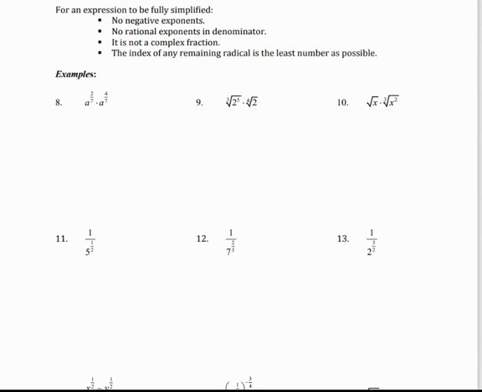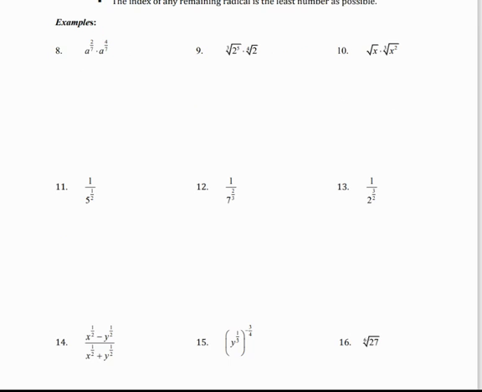All right, now we have a bunch of simplifying problems. When we're simplifying, we need to remember no negative exponents. We need to remember that there can't be any rational exponents in a denominator. And the reason for that is we just saw that rational exponents can convert to radicals, and we never want radicals in the denominator. So therefore, no rational exponents. We can't have a complex fraction, so no fractions within fractions. Exponents can be fractions, of course, though. And then the index of any remaining radical is the least number possible. So can you break it down any further?